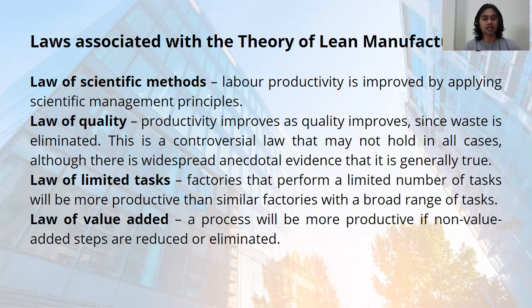Then the law of limited tasks. Factories that perform a limited number of tasks will be more productive than similar factories with a broad range of tasks. And looking back at what I explained a while ago on the law of process flow, when the production of a firm is voluminous and has less variety, you may be doing a repetitive task, a limited number of tasks. And since the tasks are limited and repetitive, people are able to perfect those activities because of repetition. But if your company has varied tasks, or it's ever changing, it's dynamic, it's very difficult to standardize a task, because usually the production is project based or in job shop operation.